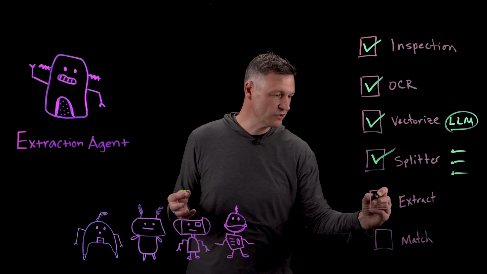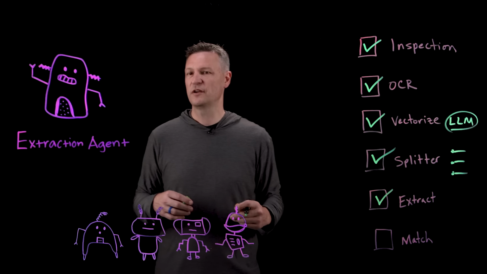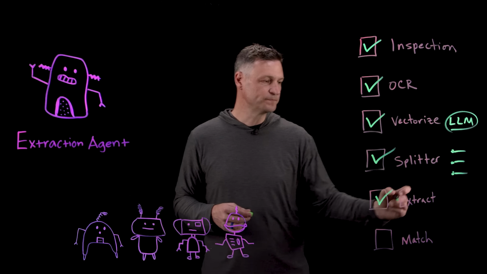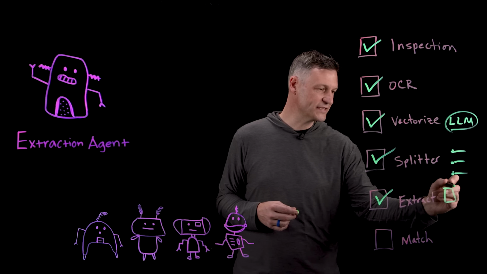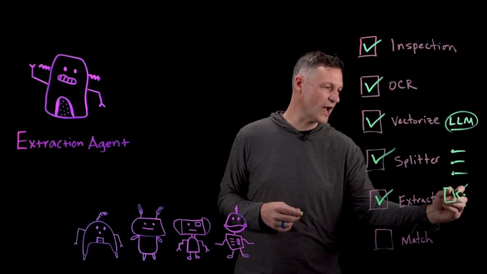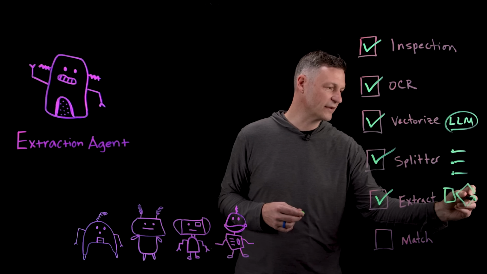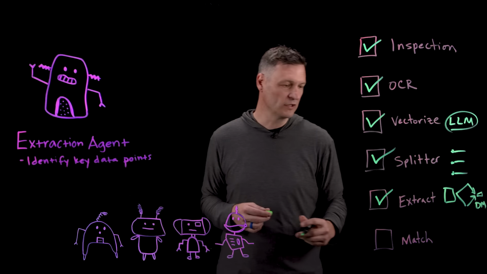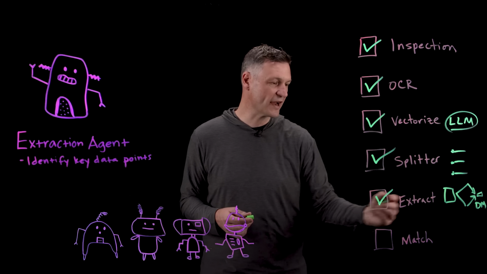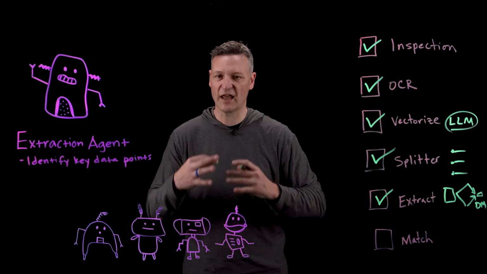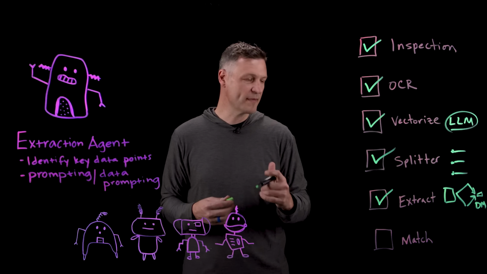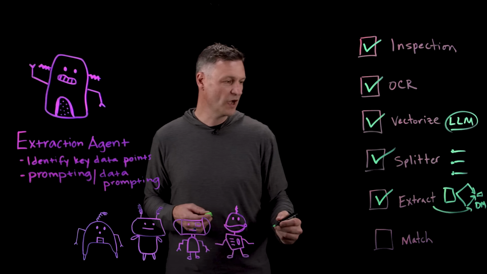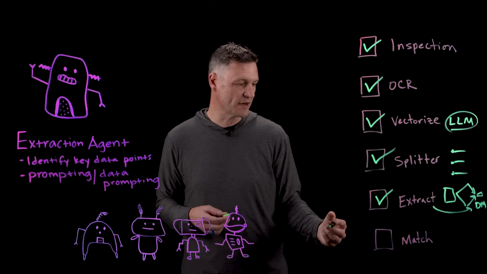The extraction or an extract agent can be another agent that we create. And the extract agent could be key in taking all that data that we described and helping us get back down to identifying that really critical data model that we talked about. So the extract agent is going to have a lot of prompting. It's going to have a lot of automated prompting that's going to line up with the data model to allow us to identify those key data points.